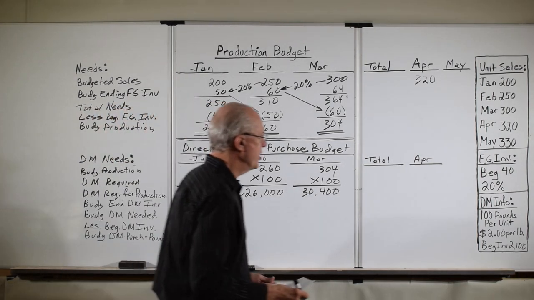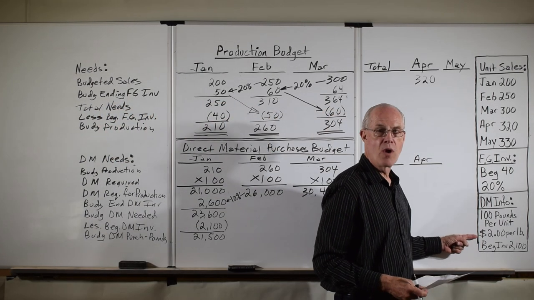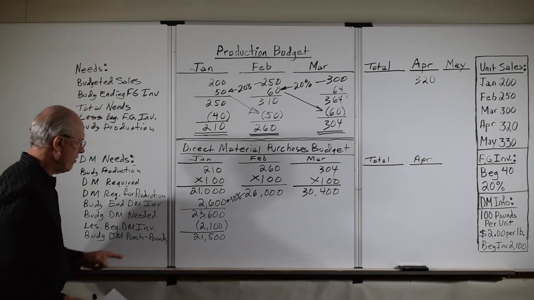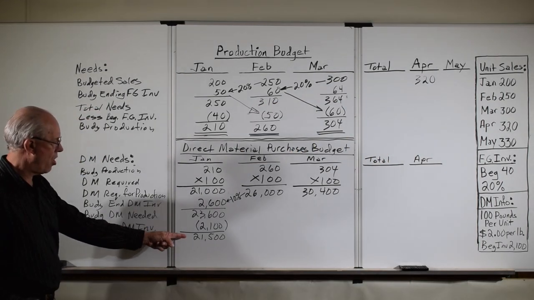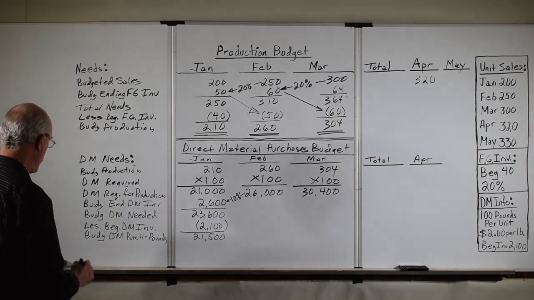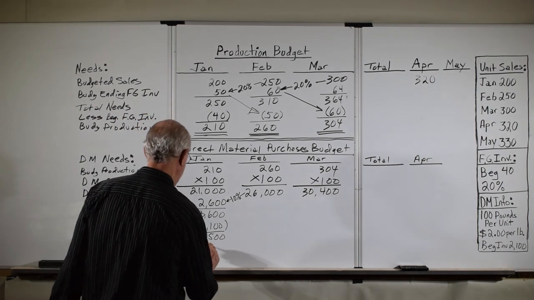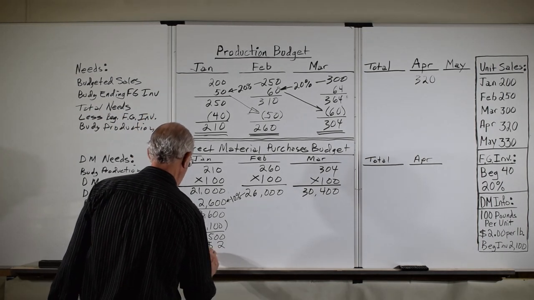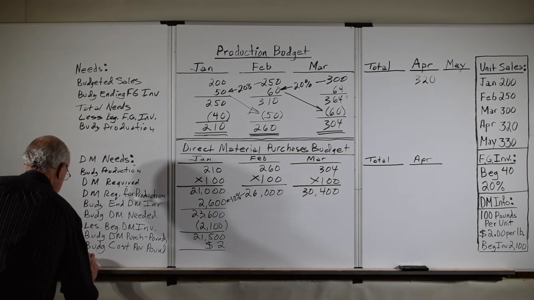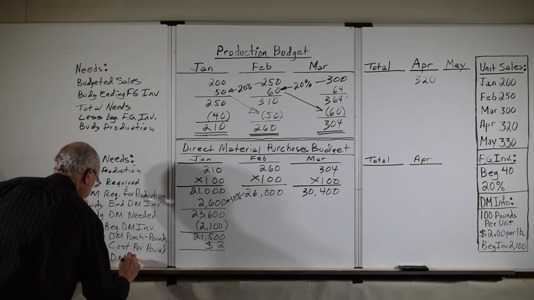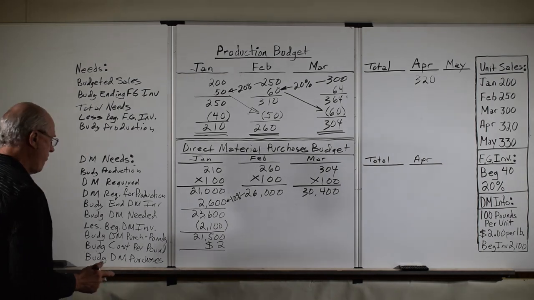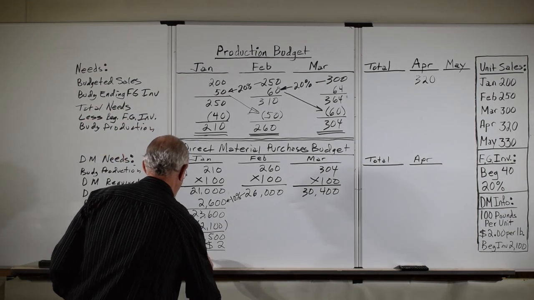21,500 pounds. Now, this direct material costs $2 per pound. So now let's determine the budgeted cost of these direct material purchases. So we're going to multiply by the budgeted cost per pound, which is $2. And when we multiply, we get our budgeted direct material purchases in dollars of $43,000.